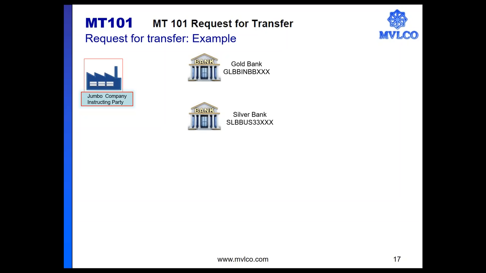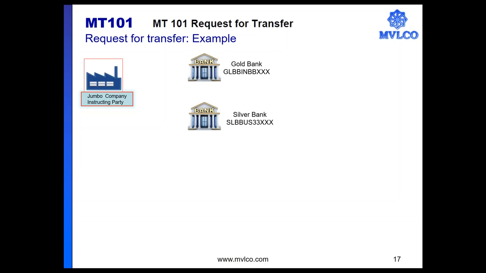Now, in this example, the non-financial institution account owner is Jumbo Company. Jumbo Company has an account with Silver Bank. So you have two financial institutions here, Gold and Silver. This message can be sent by Jumbo Company or any party authorized by Jumbo, who is the account owner. And we will send this message to Gold Bank and then through Gold Bank to Silver Bank.